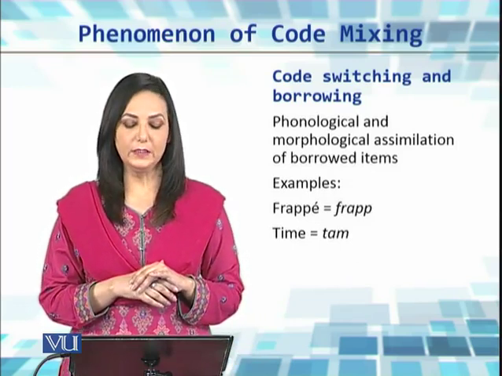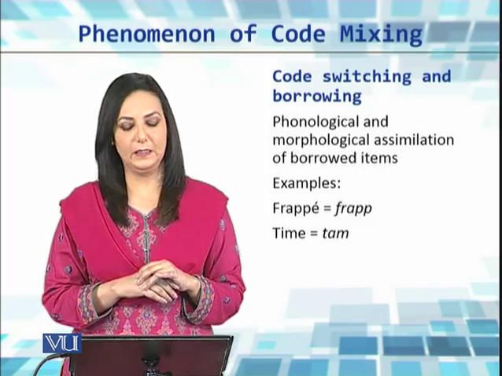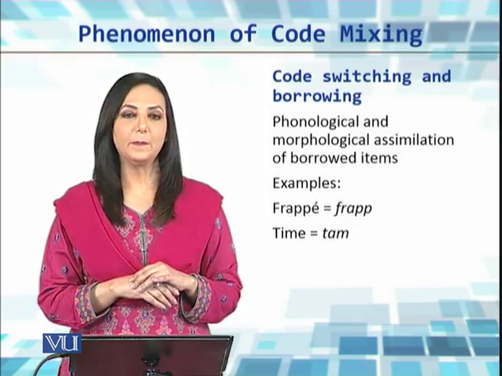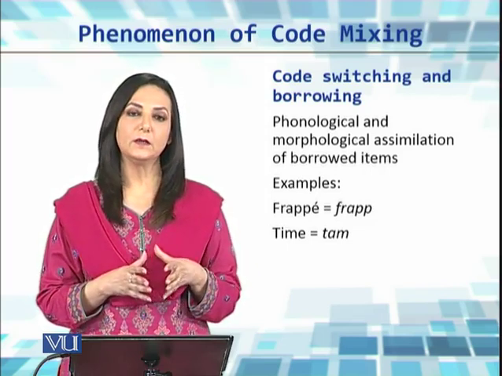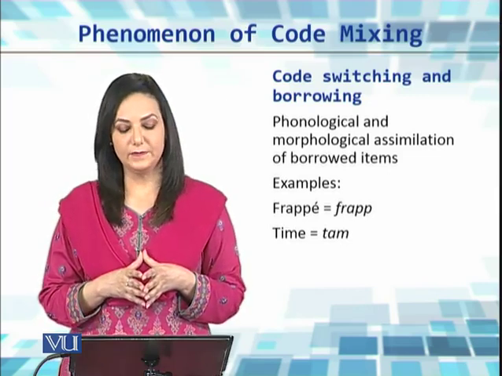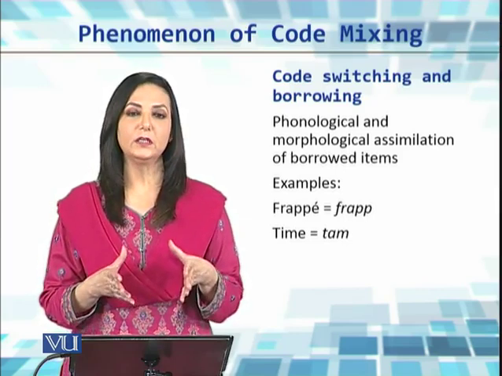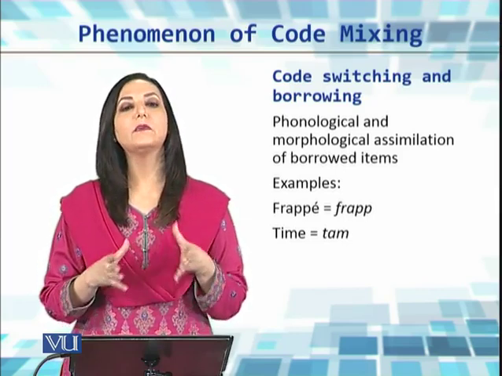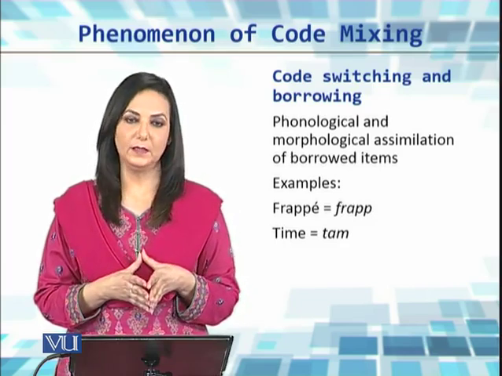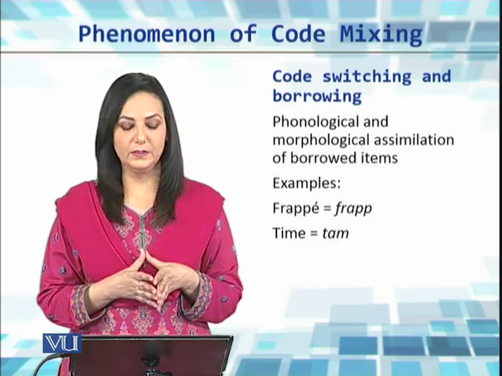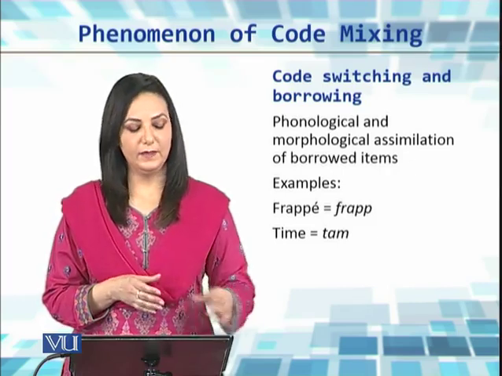When borrowing is done, phonological and morphological assimilation also takes place. For example, this word 'frappe', in America, it is nativized, and often speakers of American English pronounce it as 'frapp'. Similarly, 'time' is a word which is borrowed from English in Urdu, and often Pakistani speakers pronounce it as 'tam' or 'tame'. So it is nativized in our context, especially in the case of people who are not very highly educated.